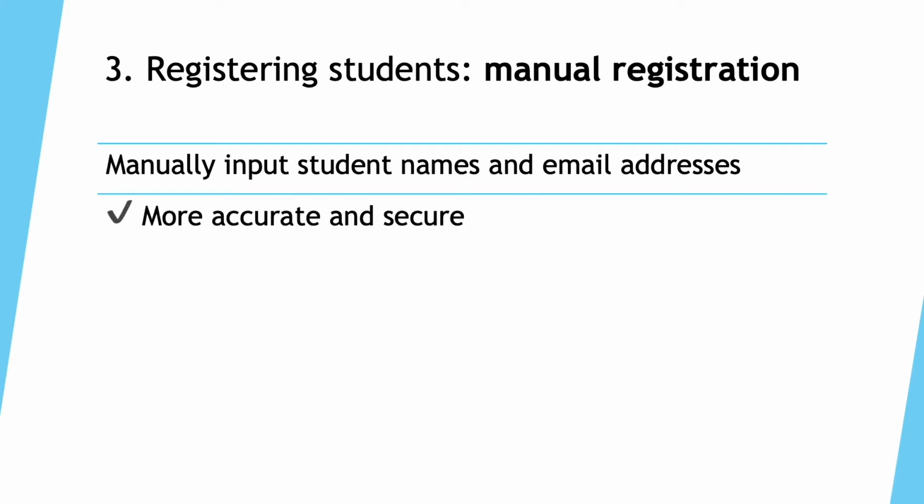Of course, the benefit of manual registration is it's more accurate and secure. You're not sharing links, you're not sharing class codes. You have total control over who are members of the class.